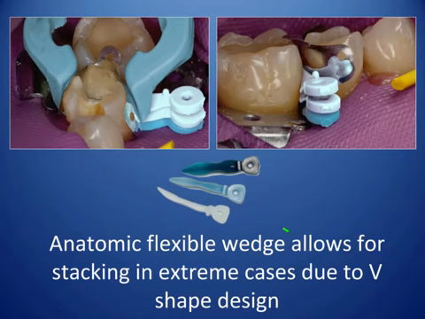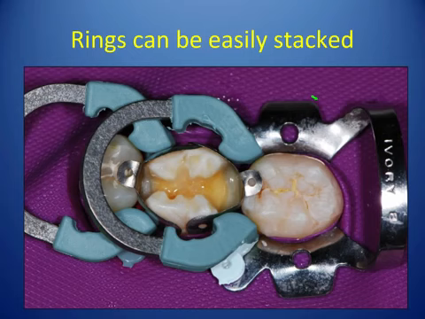Obviously, we're going to work from smaller down to bigger, or if you're working up, from bigger first down to smaller, so that we can create naturally this somewhat triangular shape as we're moving up interproximally in the tooth. So good for periodontal applications, for extreme cases, again, due to this V-shaped design. These rings are also well designed to be easily stacked and really facilitate us in quadrant-based dentistry.